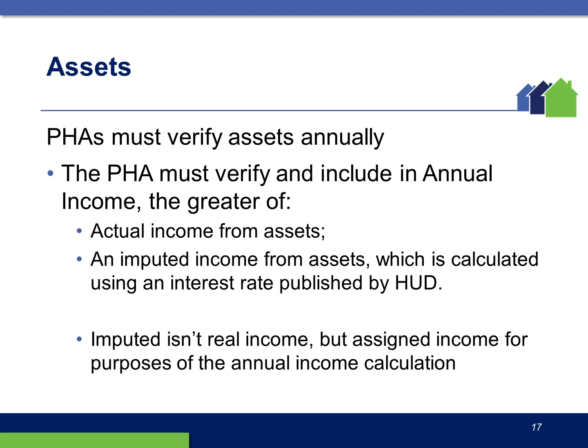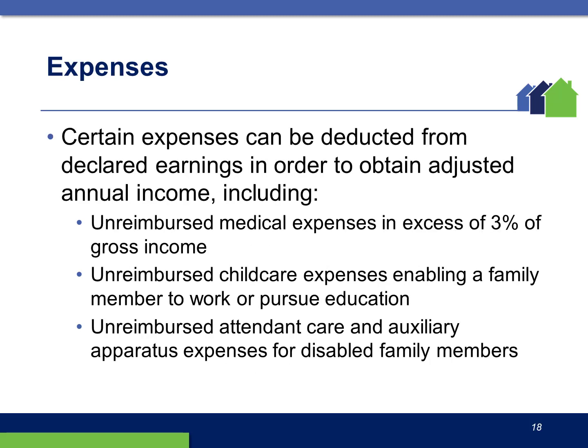PHAs must verify household assets on an annual basis. Only assets in excess of $5,000 will be counted towards income. Specialists will use the current passbook savings rate to calculate earnings from assets over $5,000. Households can also deduct certain categories of expenses from their gross income in order to obtain the adjusted annual income figure that is then used to calculate tenant rent.